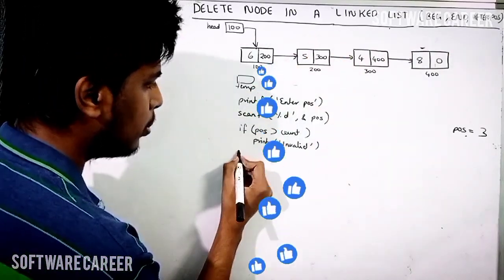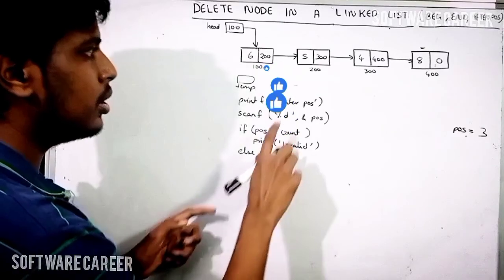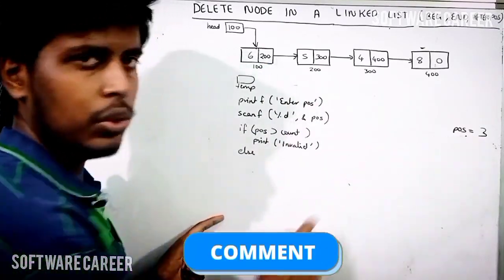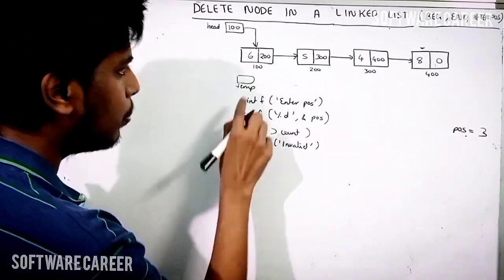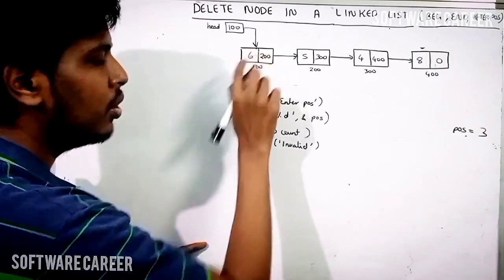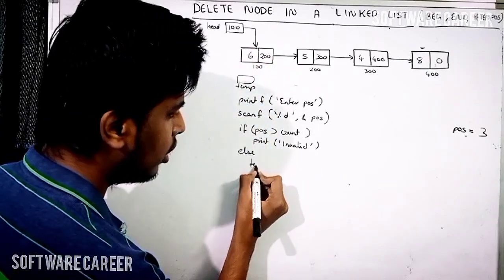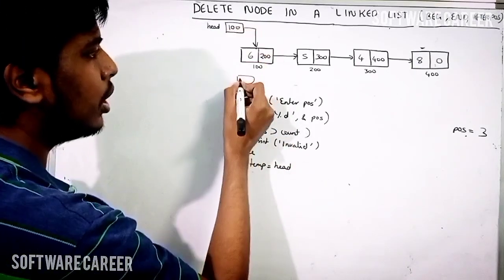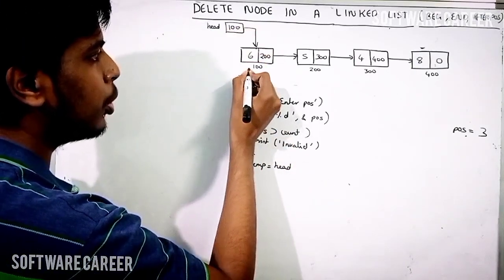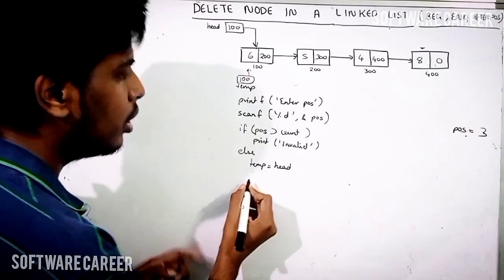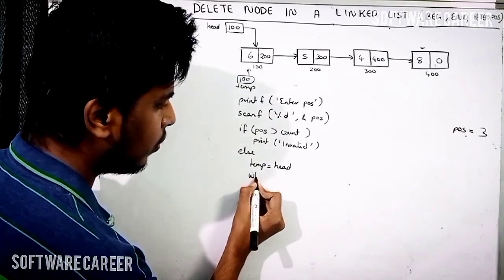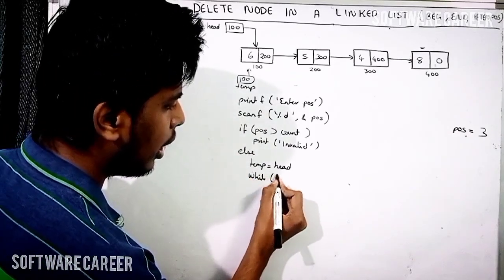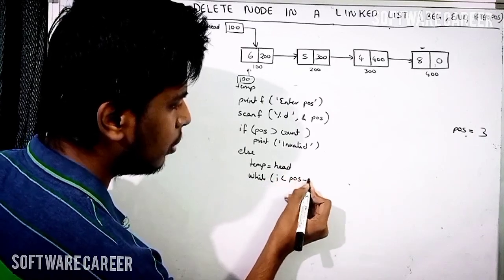Now the else part. Now I want to delete the 3rd node. How to delete? See, first thing is temp equals to the first node. So I am writing temp equals to head. Head is 100, so 100 is stored in temp and temp is pointing to the first node. Now I am writing the condition while i is less than position minus 1.